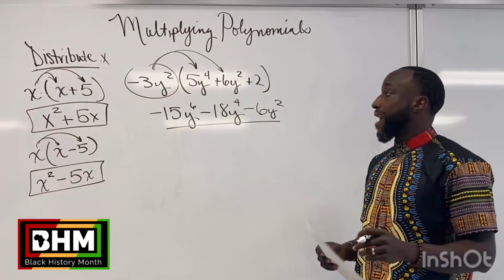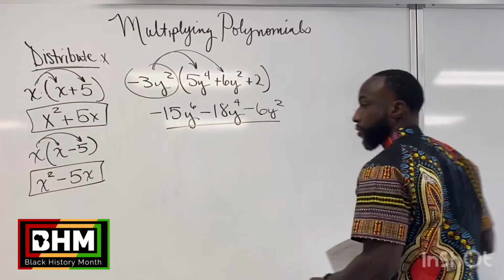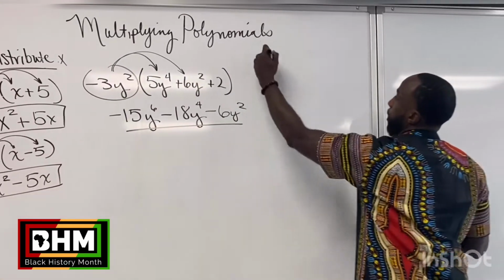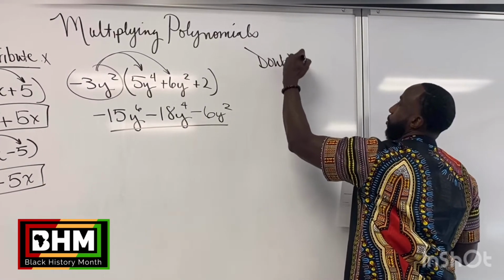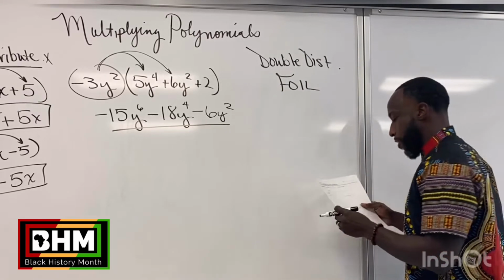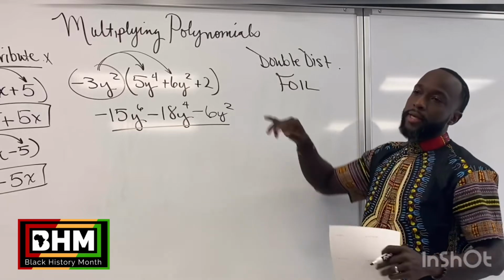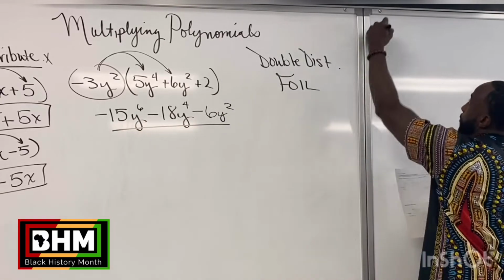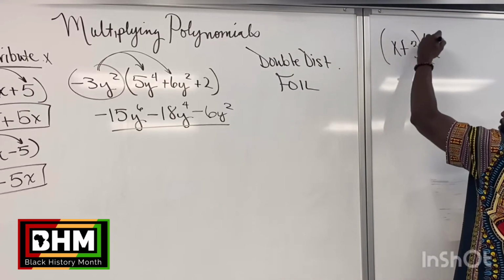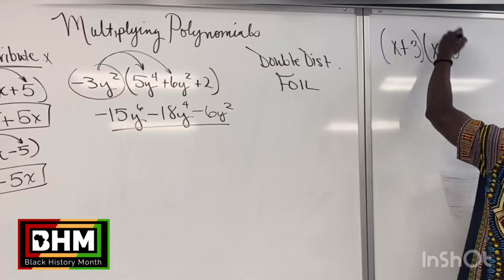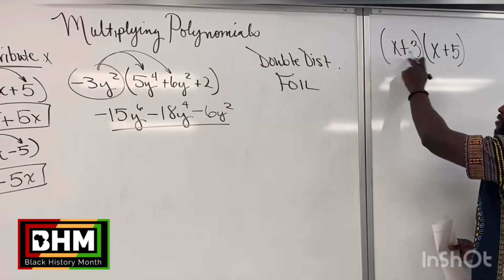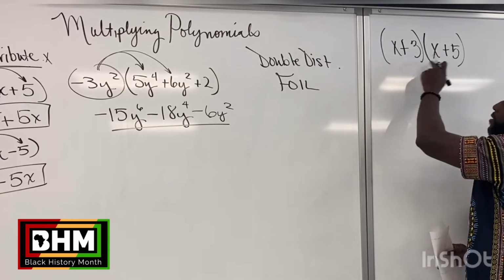Okay. Now, let's get to the fun: double distribute. Some people call it double distribute, and I like to call it FOIL. The FOIL method. You're double distributing when you're multiplying two polynomials into each other. So if, for instance, we look at this problem where you have the quantity x plus 3 times the quantity x plus 5, you're multiplying both of these into each other. When you double distribute, that means the x goes into the x and the 5, and the 3 goes into the x and the 5.